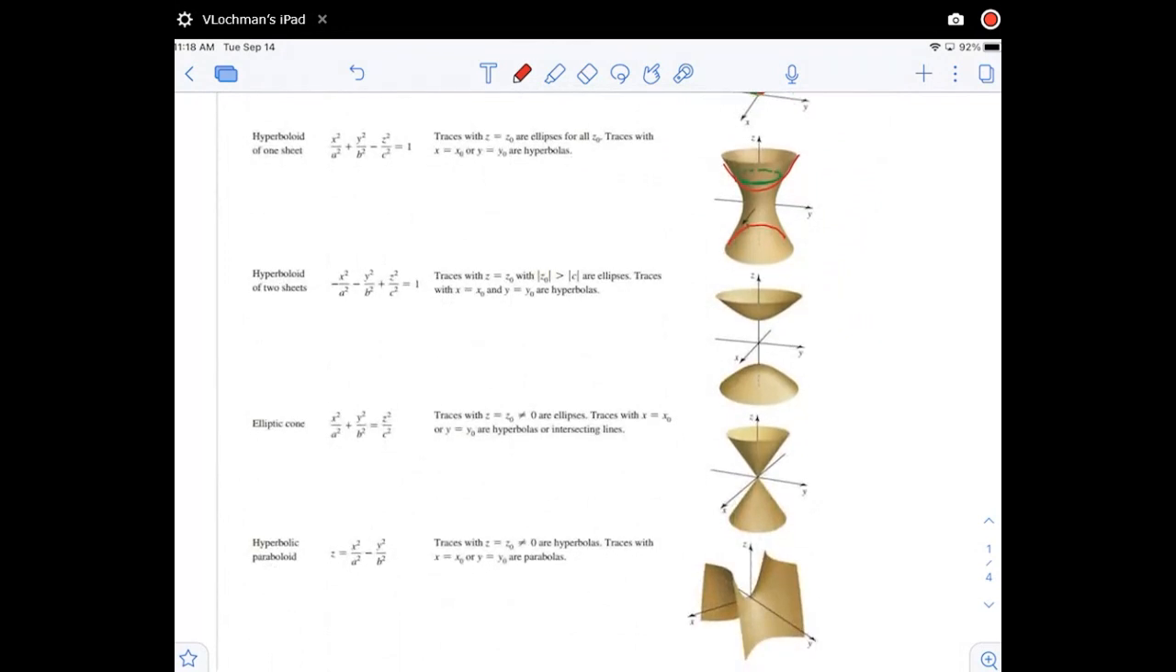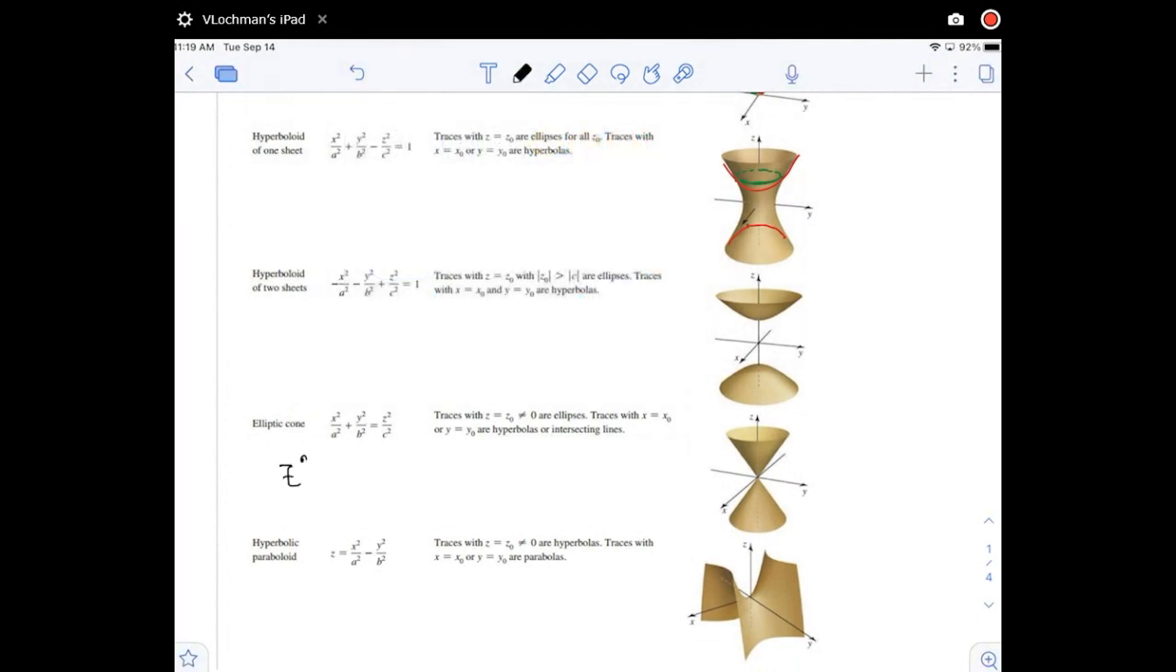We have a hyperboloid of two sheets. You notice how the equations are slightly different. It's just the negatives are in different spots. Okay, so what do we have here? Again, what are the traces? We have ellipses and hyperbolas, just like what we've had in the previous example. Okay, elliptic cone, that's something we will encounter a lot. That's a good example to kind of focus on.